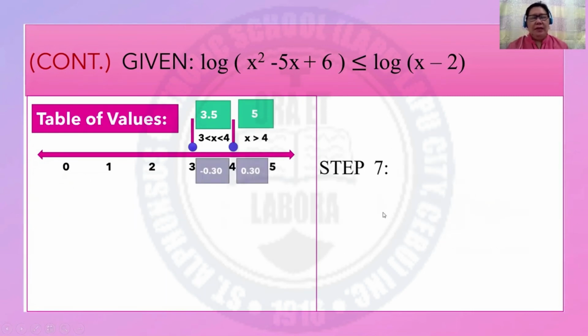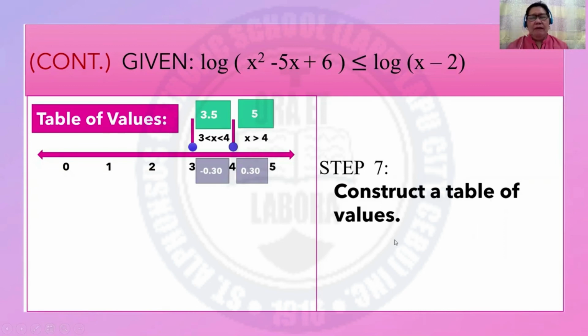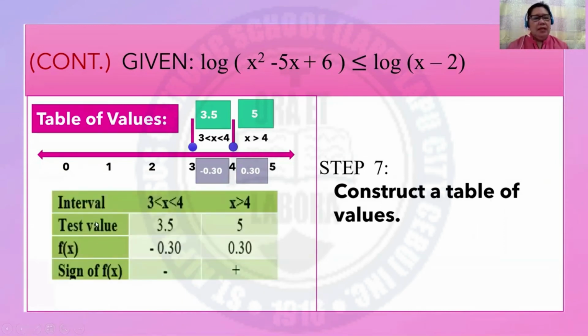So, for step 7, construct a table of values. And this is the table of values. We have the interval x between 3 and 4. We test the value 3.5 and the result is negative 0.30. For x greater than 4, we test 5 and the value is 0.30. The sign of f of x here is negative because it's negative 0.30. And the sign here is positive because it's positive 0.30.